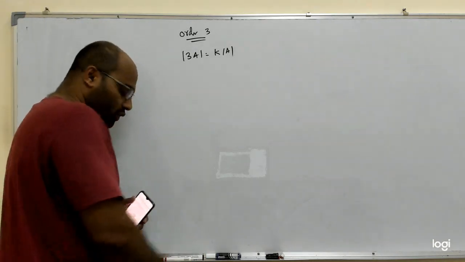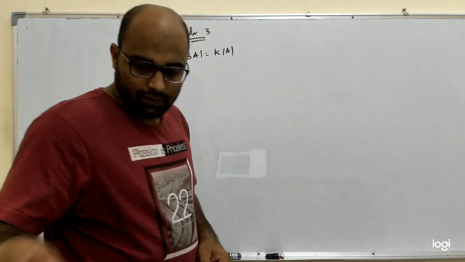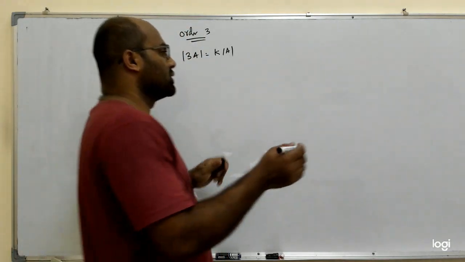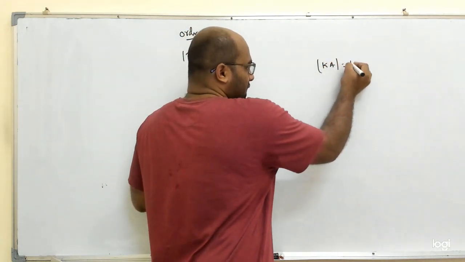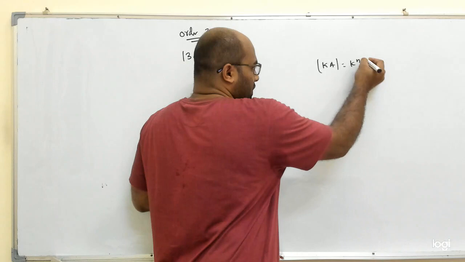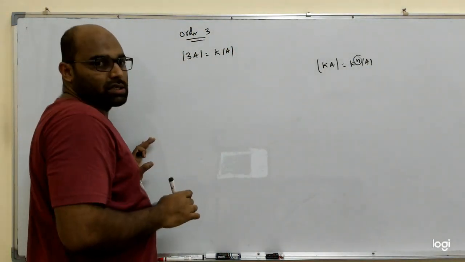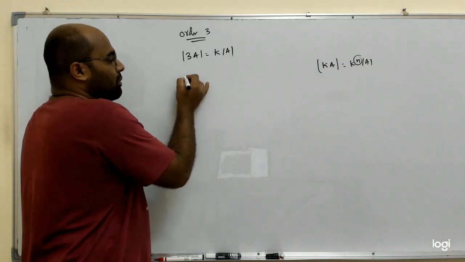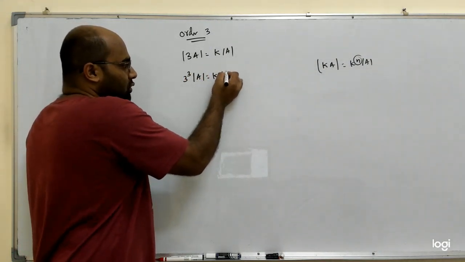Before I tell you about this one, just one minute. For a scalar K, determinant of KA equals K raised to N into determinant A, where N is the order. Here the order is 3, as already mentioned. So this 3 will come out with the order: 3 cubed into determinant A equals K into determinant A.